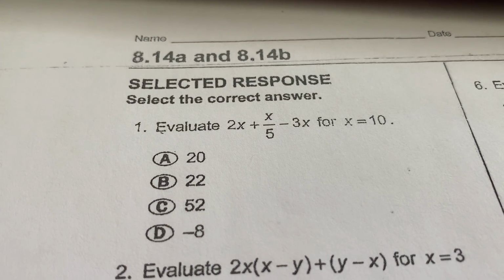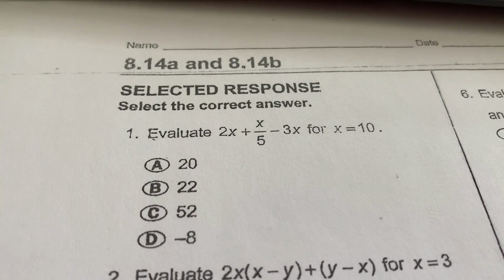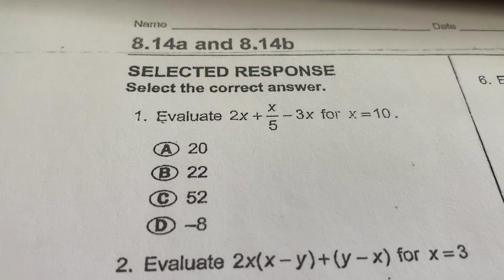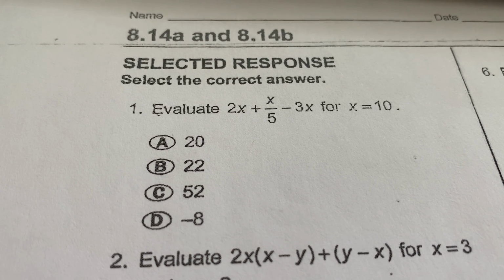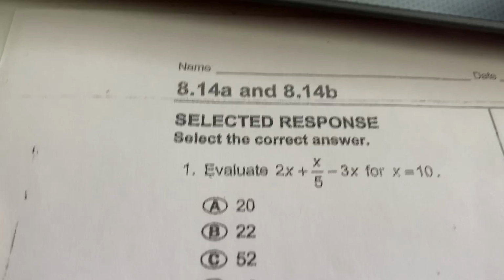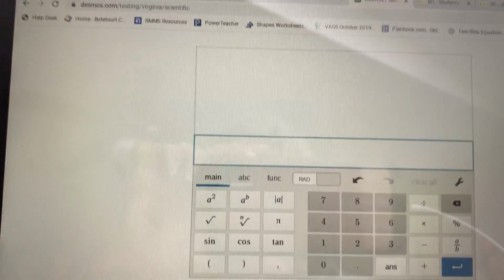Hey guys, we finally made it to the last worksheet, SOL 8.14, and this is a great worksheet to use our Desmos calculator on. So for the first one, we have to evaluate 2x plus x divided by 5 minus 3x when x is equal to 10. And we're just going to plug that into our good friend, the Desmos calculator.